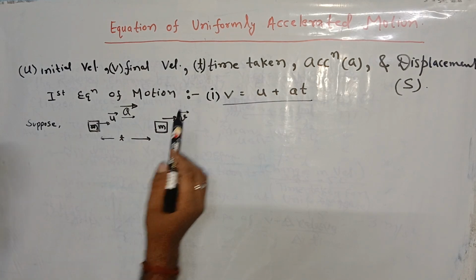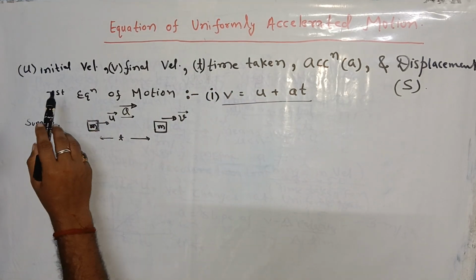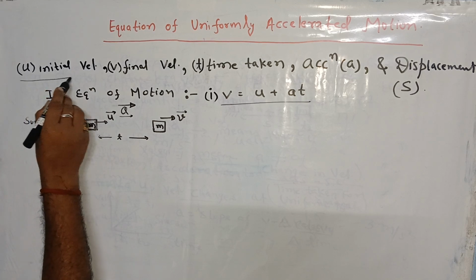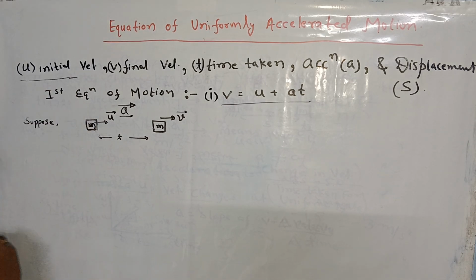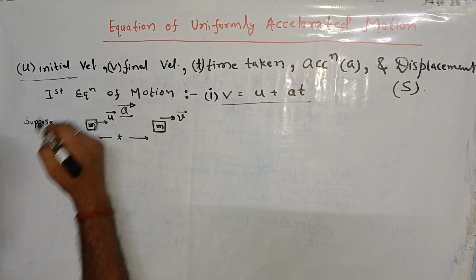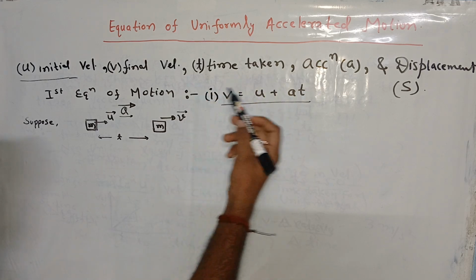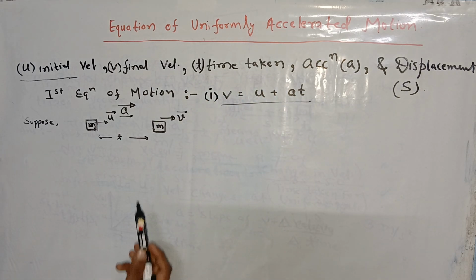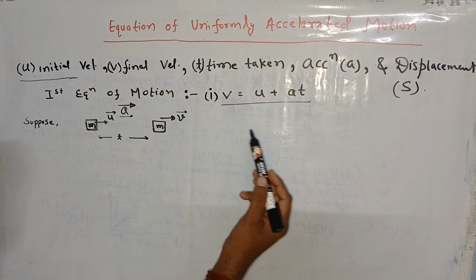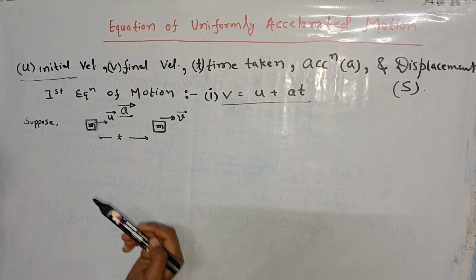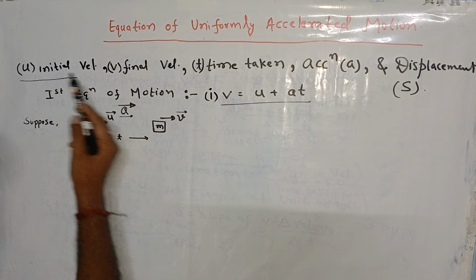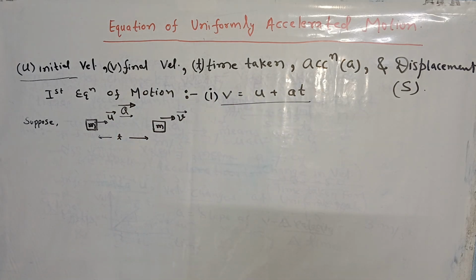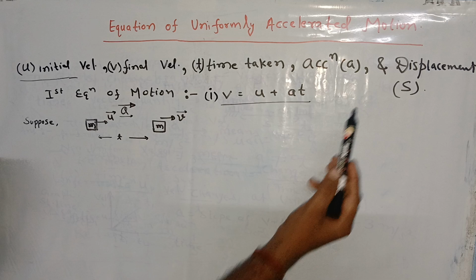So what are the terms we have here? Initial velocity u, final velocity v, time taken t, acceleration a, and displacement s. In the first equation of motion, we will not discuss displacement, only these terms: initial velocity, final velocity, time taken, and acceleration. Later on, we will discuss displacement.